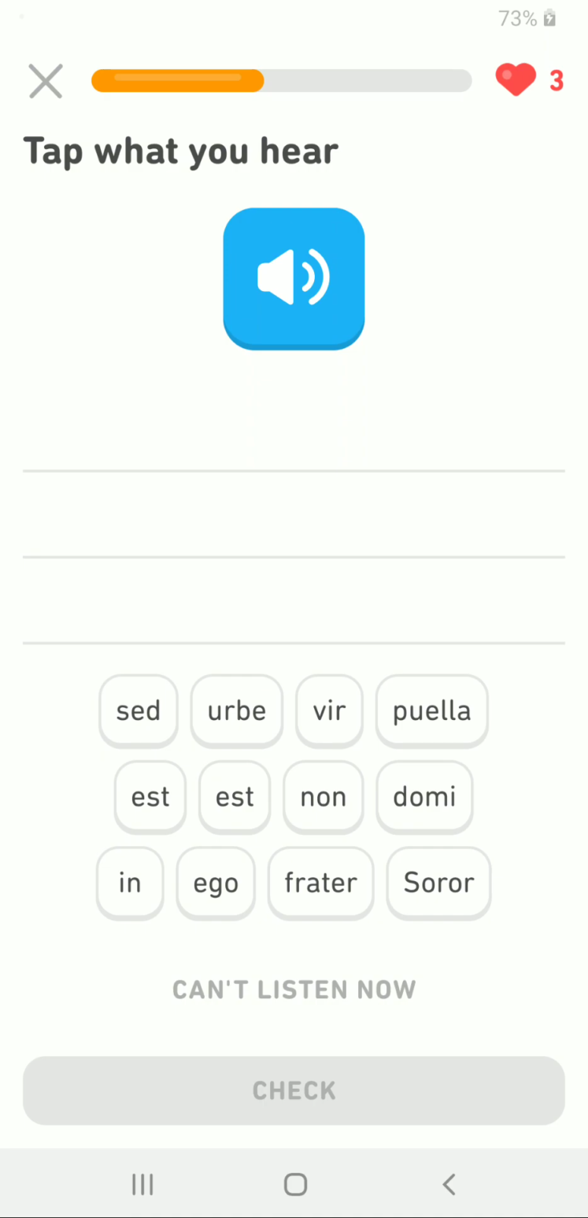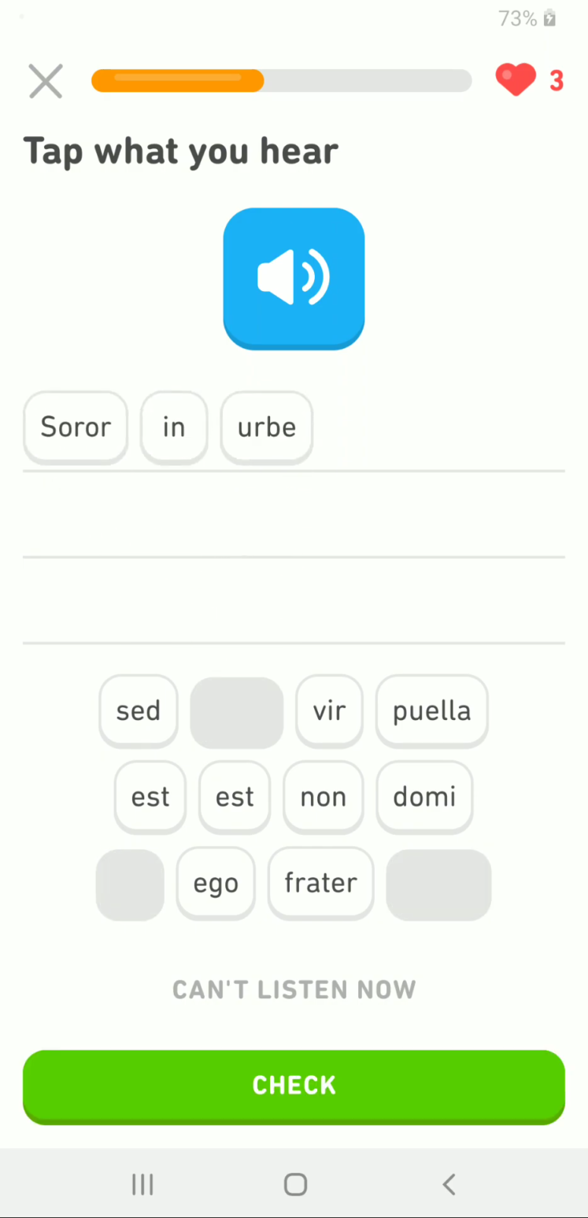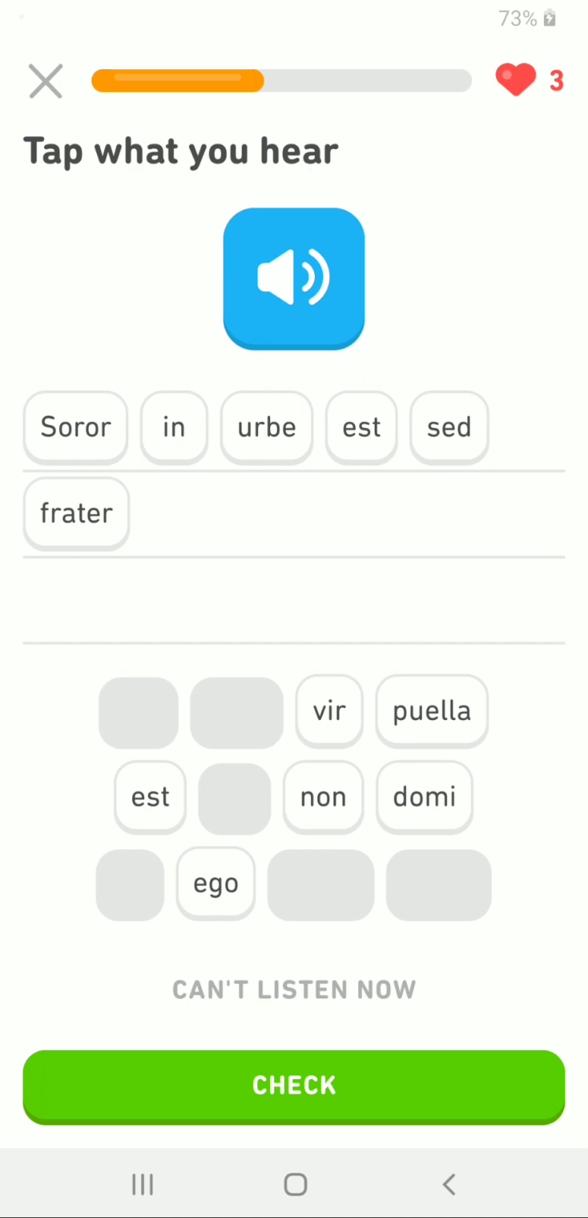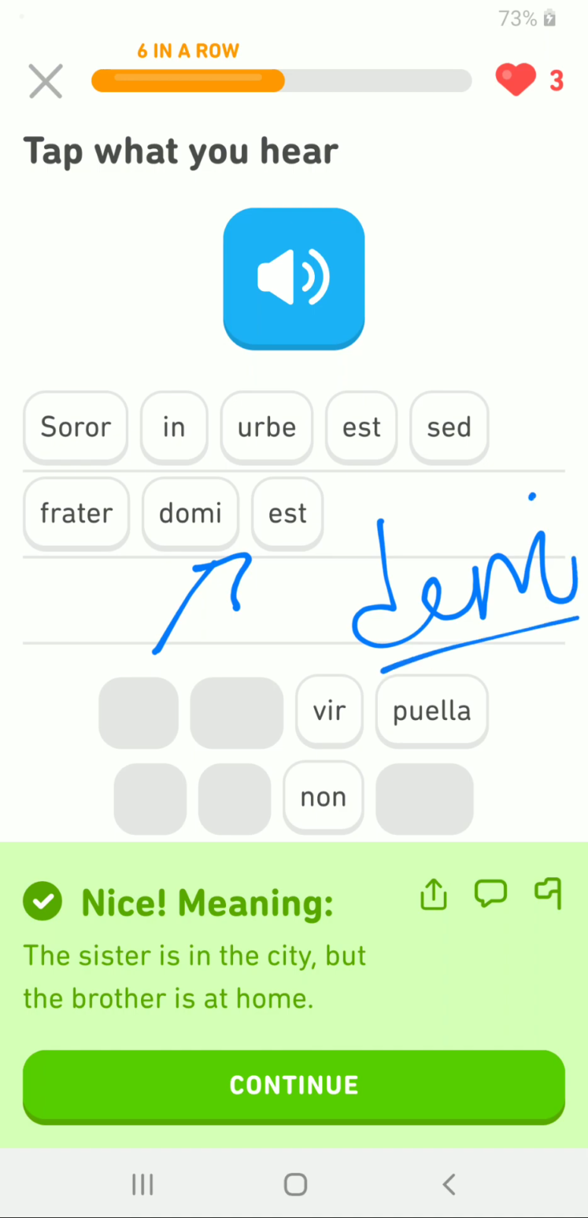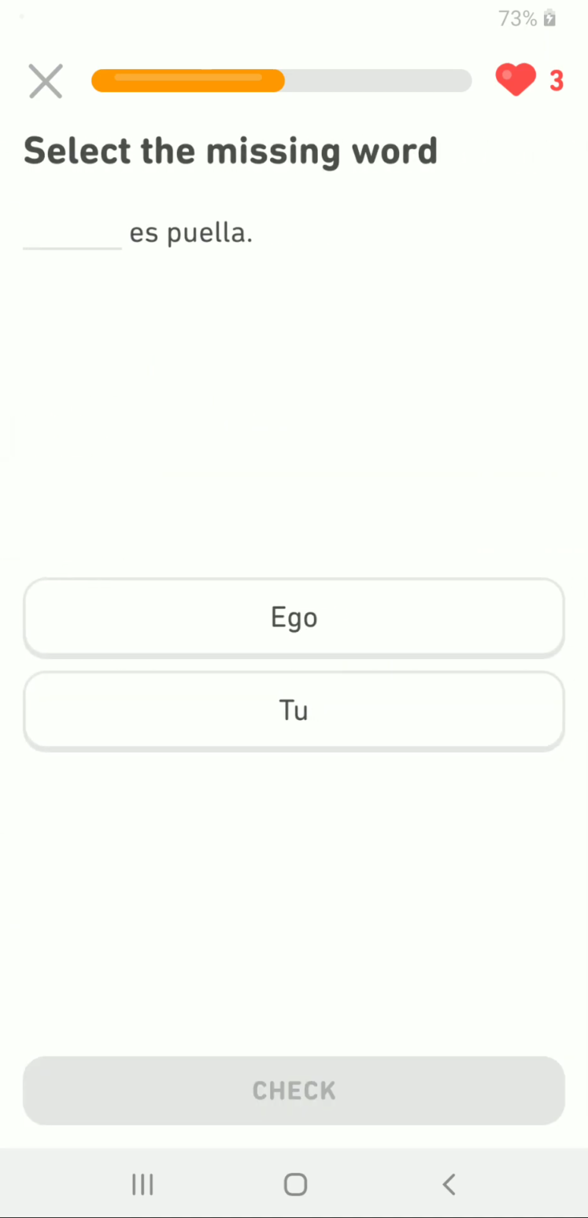Soror in urbe est, sed frater domi est. Dormi, for example, frater dormi. We have seen dormi, dormit. Soror in urbe est, sed frater domi est. Here it's very different because it's not dormi. Be careful. It is domi, which is at home. We have seen this before, so be careful here. I was just trying to see the conjugation. We will get to it.